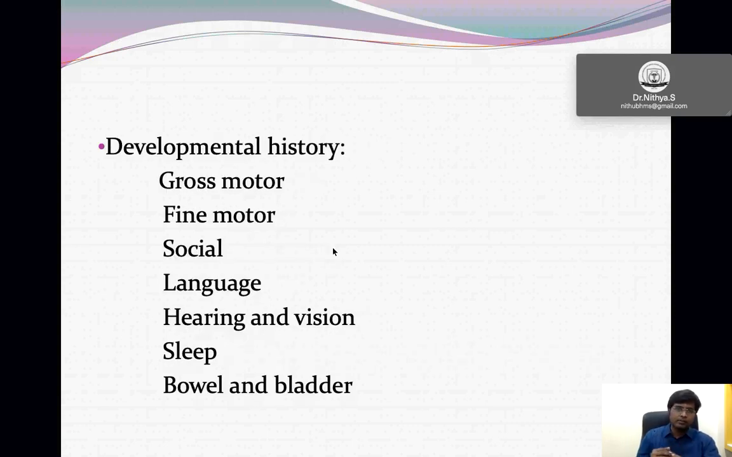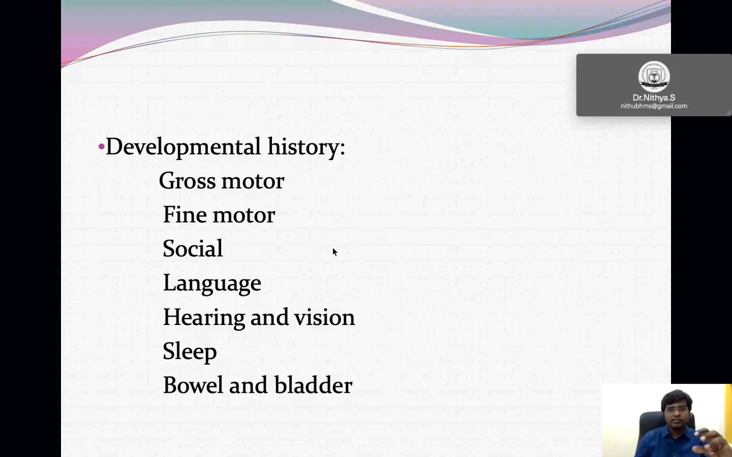And another core problem in pediatrics is developmental delay. So when a child is presenting to us with developmental delay, we should be able to ask each domain separately. We have several domains like gross motor, fine motor, social, language, hearing, sleep, and bladder and bowel habits. For example, gross motor: the child should have attained head control by about 3 months of age, should have sat with support by 5 months, without support by 8 months, standing by 1 year, should have started walking at least by 15 to 18 months, and should have started running by 18 months.